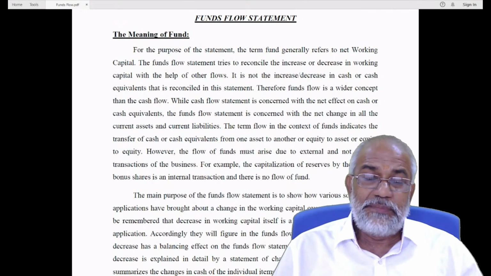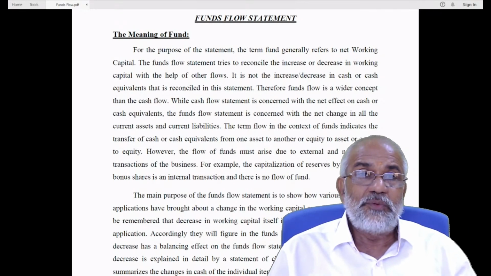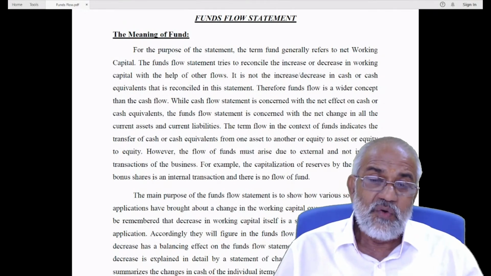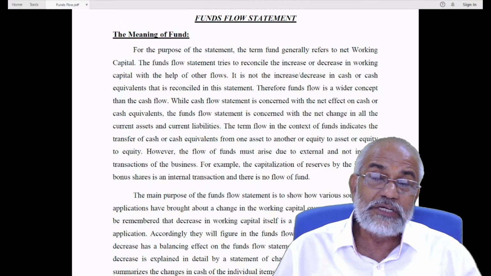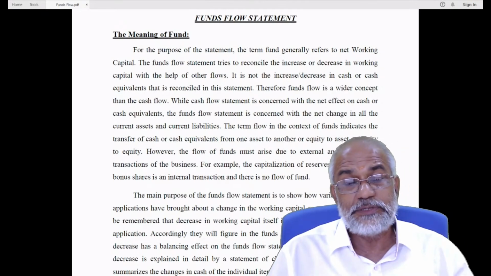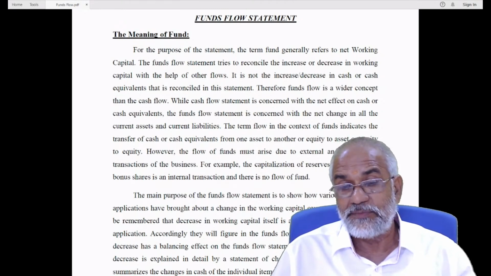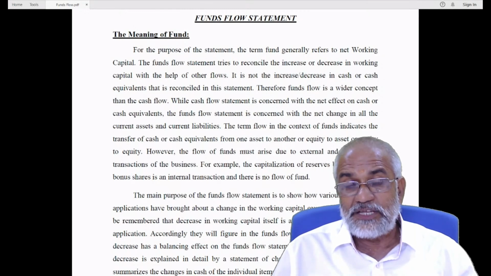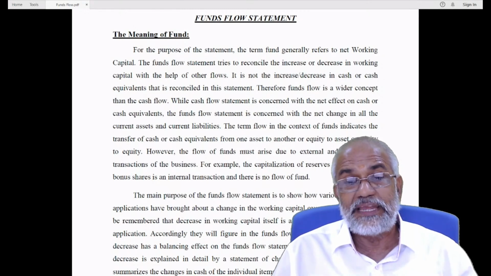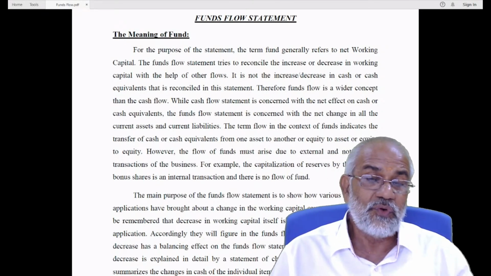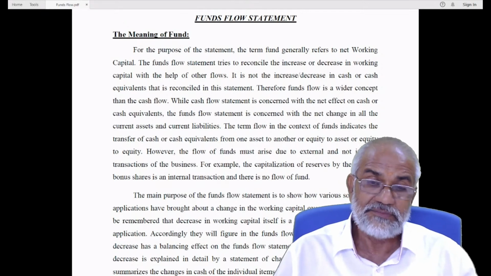So it is to be remembered that when out of both the aspects of a transaction, one aspect belongs to the current category and the other aspect belongs to the non-current category, that will result in flow of funds, either positive or negative. And when both the aspects of a transaction belong to the same category, either current or non-current, then it will not result in flow of funds. That is the essence of this discussion.